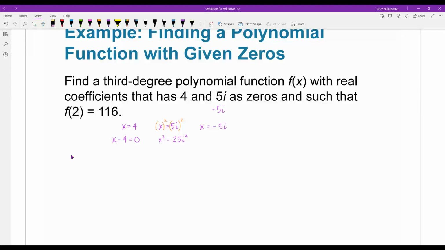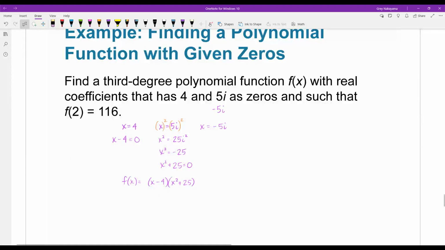And then I'm going to bring it to one side. Well, actually, before I do that, I'm going to say that 25i squared is negative 25. Then I'm going to bring it to one side, and then those are my factors. So that tells me that f of x equals x minus 4 times x squared plus 25. So whatever I had equal to 0, I made it a factor.